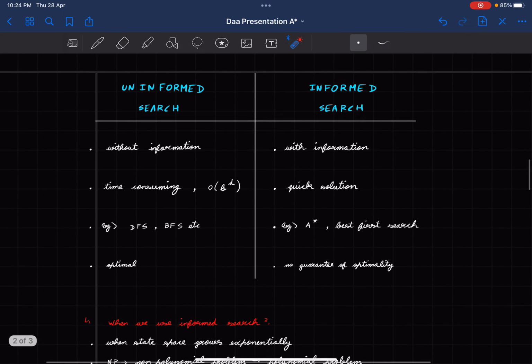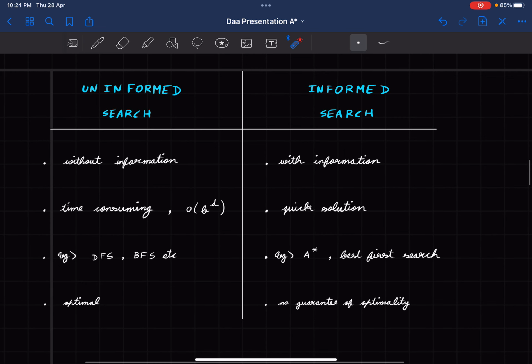Before starting the algorithm, we will discuss what is uninformed search and what is informed search. Uninformed search is when we do the searching without any information, and informed search is when we have some information. The difference is that uninformed search is time consuming. The time complexity is usually b to the power d, and informed search gives us a quick solution. Examples of uninformed search are DFS and BFS, and examples of informed search are A star and best first search. Now, uninformed search is optimal, but in informed search, there's no guarantee of an optimal solution.